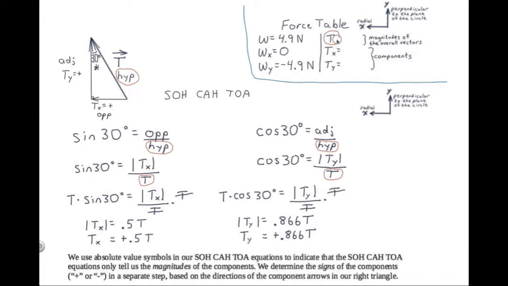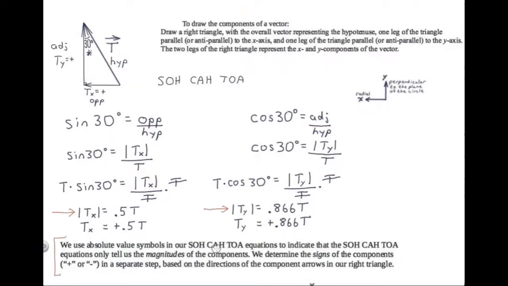In the first row of our force table, we already decided to use the symbol capital T, written without an arrow on top, to represent the unknown magnitude of the tension force. So, in our SOHCAHTOA equations, we use the symbol capital T to represent the length of the hypotenuse. We use absolute value symbols in our SOHCAHTOA equations to indicate that the SOHCAHTOA equations can only tell us the magnitudes of the components. It's our job to add the plus or minus signs to the components in a separate step. We already decided that each component is pointing in the positive direction, so both components are positive.